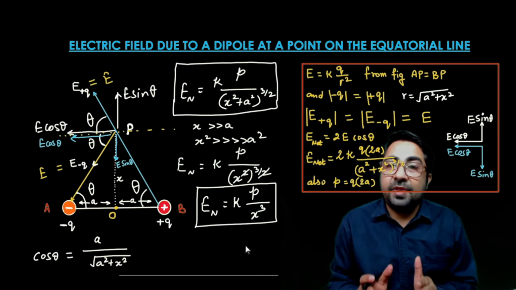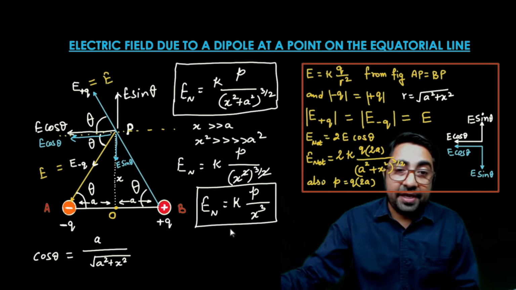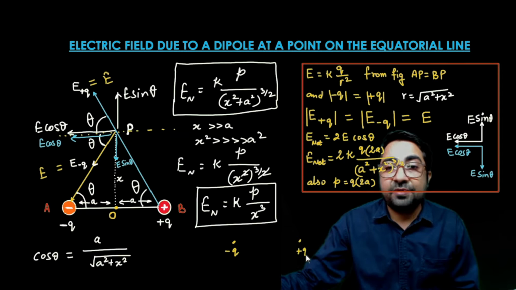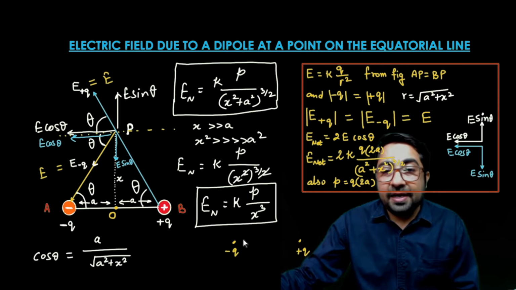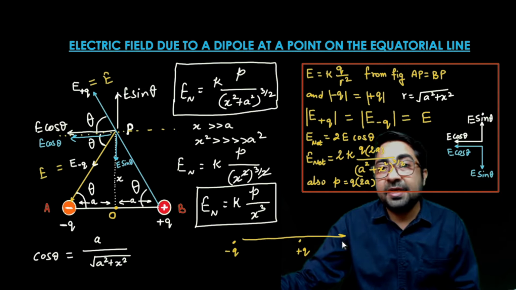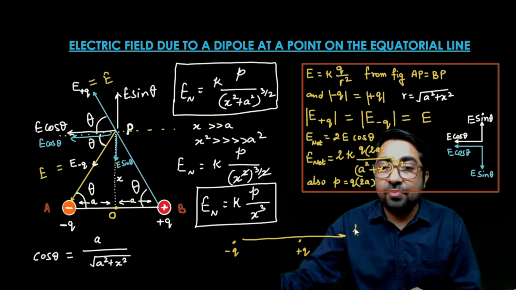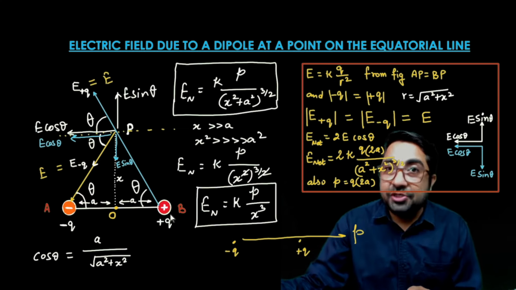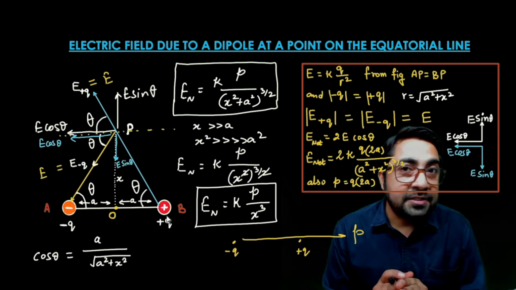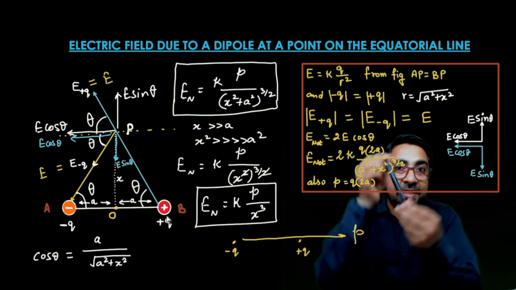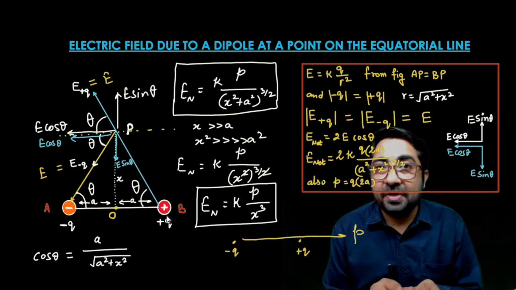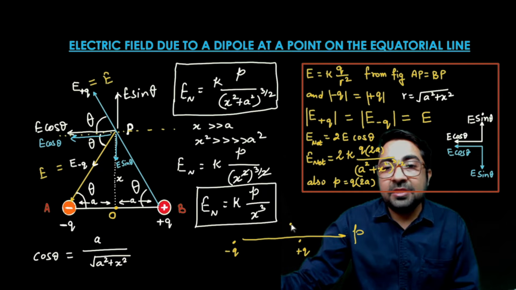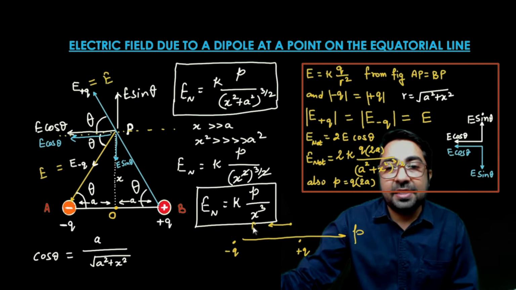For the direction of the net electric field, let's see the picture. This is the negative q charge, and this is the positive q charge. The direction of the electric dipole moment is from negative q to positive q, so this is the dipole moment direction. From the picture, all the vertical components, E sin theta and E sin theta, cancel each other because they are in opposite directions. So the net electric field is in this direction.